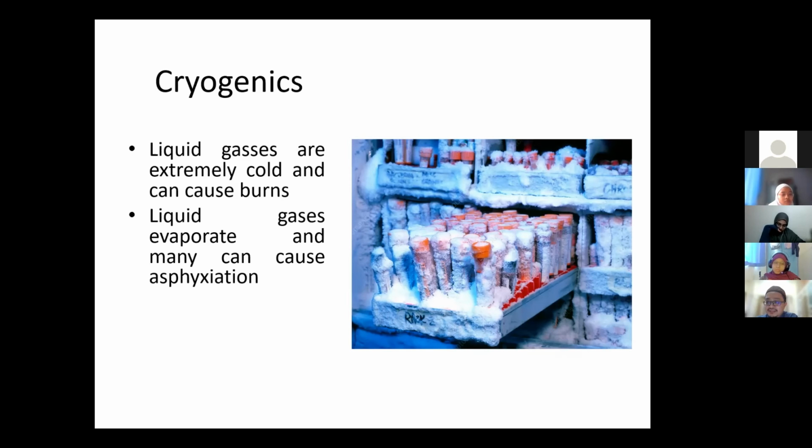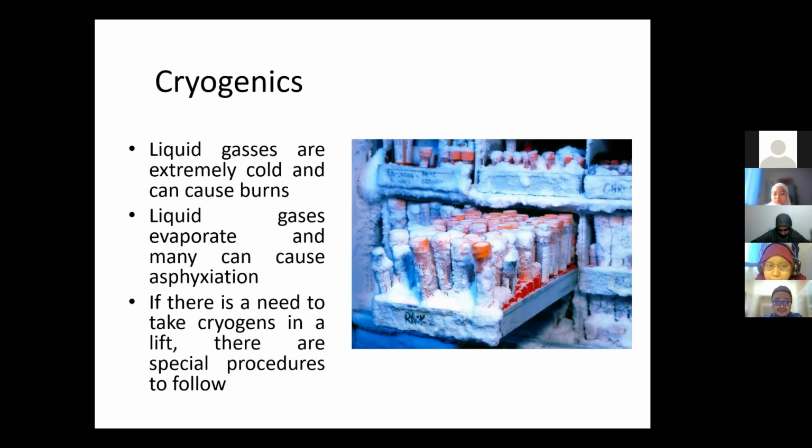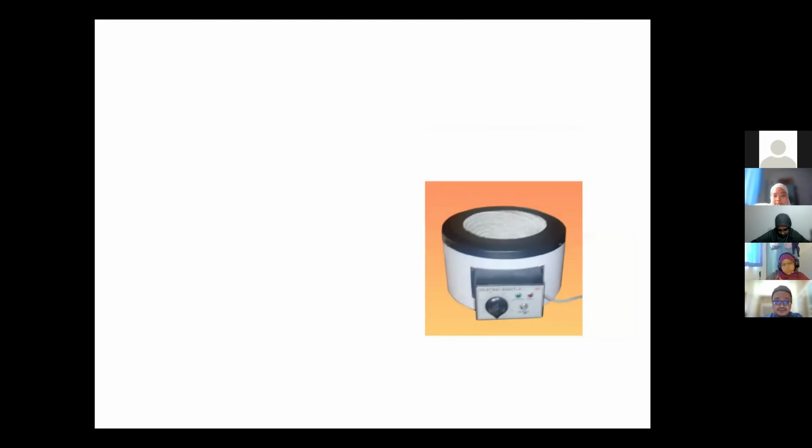Asphyxiation. So we tell our labs to close the windows and doors because we don't want fires. But if people don't take care of their fridge and there is leakage of gases, it can catch fire too. And in this case maybe they become asphyxiated because of the gases. Okay. If there is a need to take cryogens in the lift, there are special procedures to follow, etc.